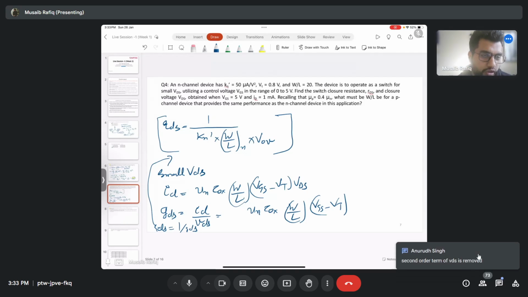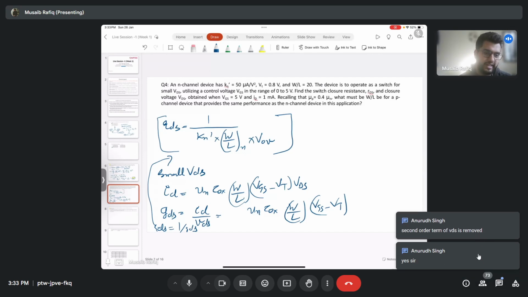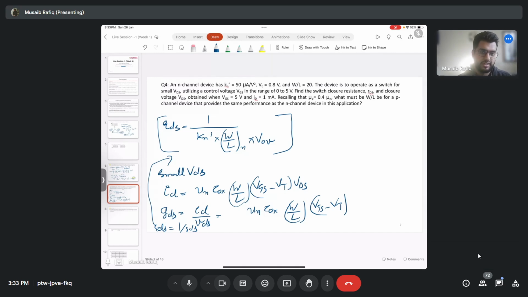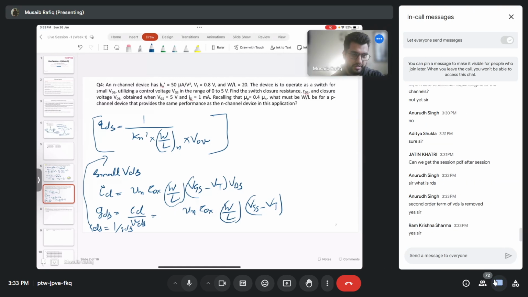You can say that for small VDS, you can neglect the second term. But there are other ways to arrive at this equation as well. You can say this is the linear region simply, the triode region, right? And it behaves like a resistor. I think now you can connect the dots.